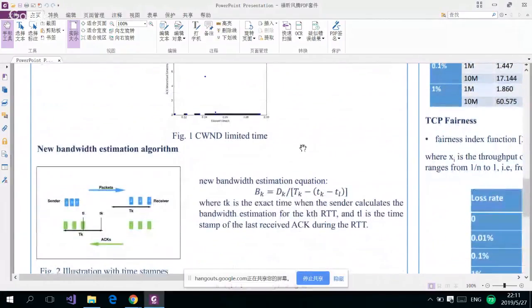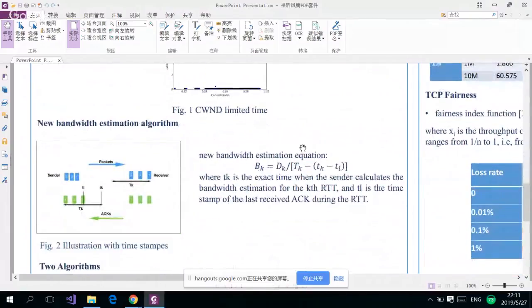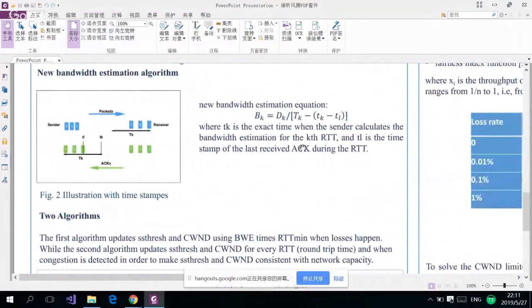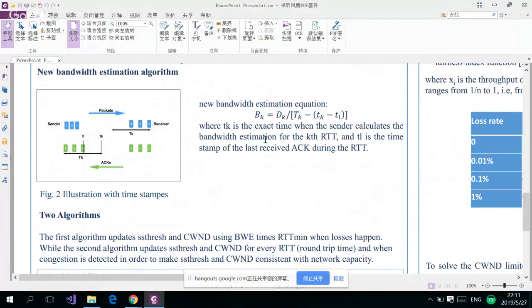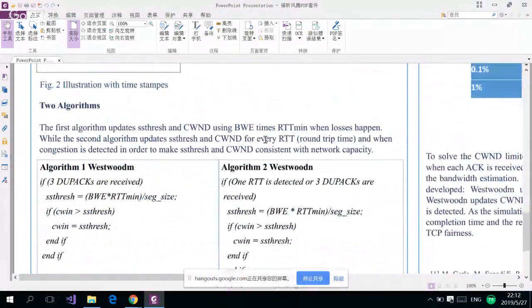As for the new bandwidth estimation algorithm, the timestamps will be checked, and from the timestamps we can subtract the idle period. The new equation is equal to the acknowledged data divided by Tk minus the idle period. Tk is the exact time when the sender calculates the bandwidth estimation for the current RTT, and Tr is the timestamp of the last received ACK during the RTT.